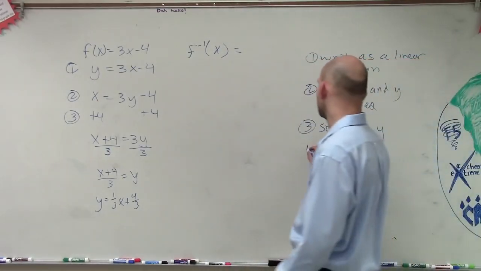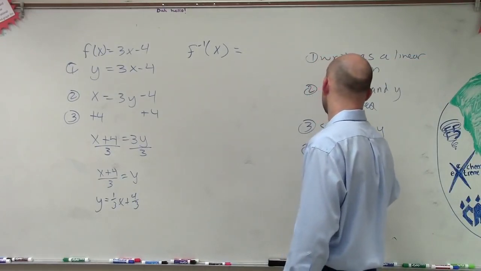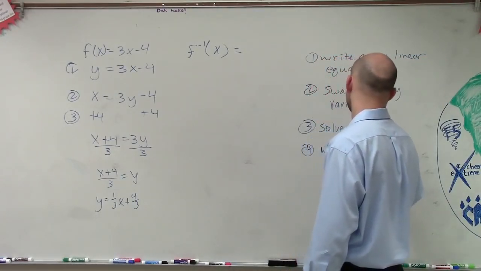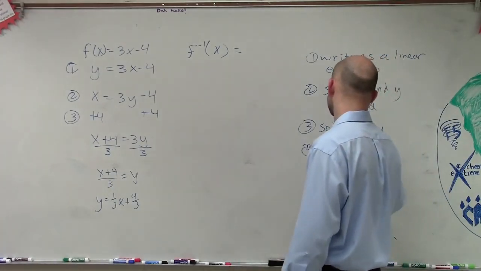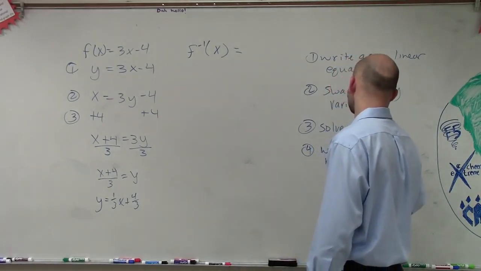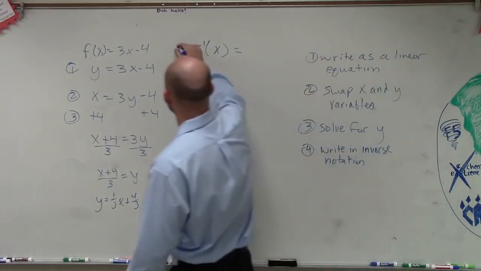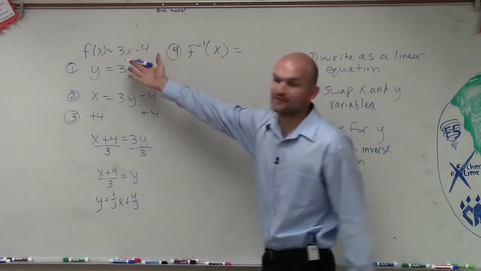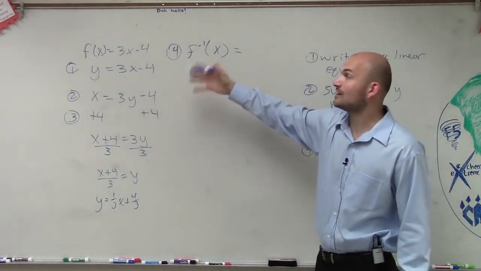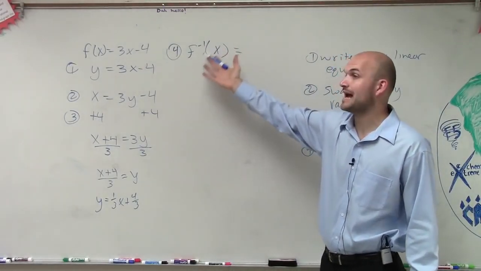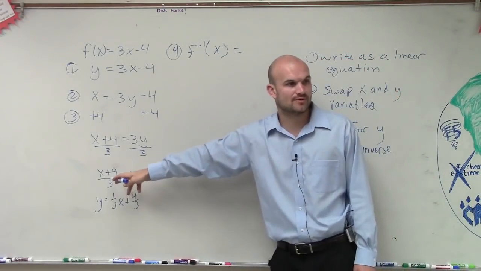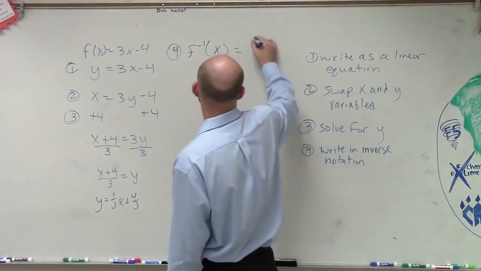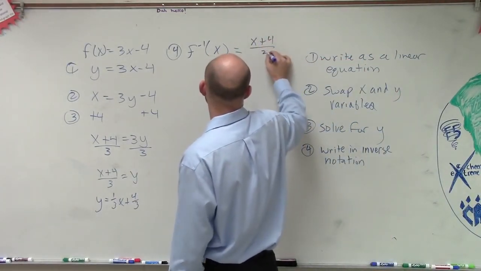And then the last step, 4, write in inverse notation. So inverse notation, ladies and gentlemen. So originally, if I had a function f of x equals 3x minus 4, inverse notation looks like this. F inverse, with that little negative 1, of x equals, what did we say? What did y equal? (x plus 4) divided by 3.